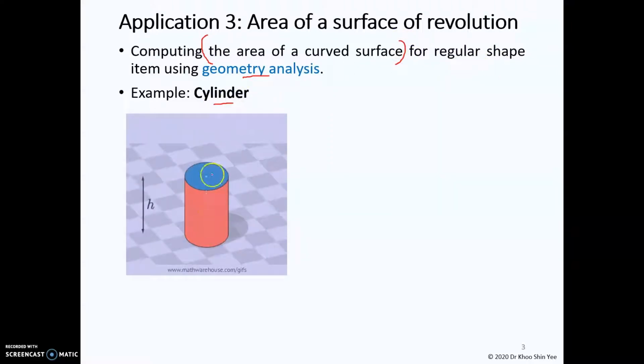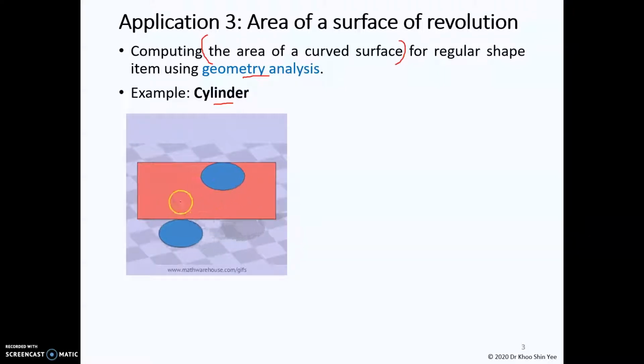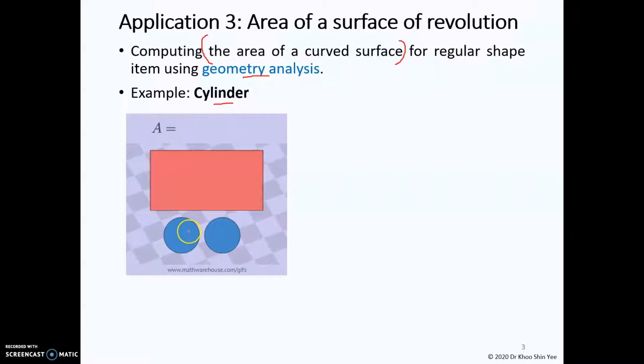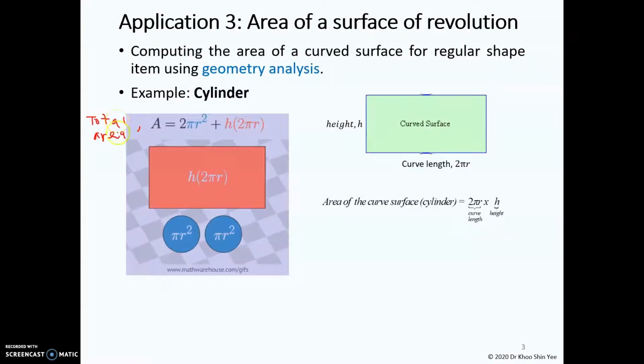here. So for example, in this case, let's open the curved surface. The height multiplied with the circumference gives you the area for the red surface. And you have two blue surfaces with pi r squared each. So take the summation of all the areas. Then you can obtain the total area of the cylinder, which is equal to 2 pi r squared, obtained from these two circles, and add it with the area from the curved surface.